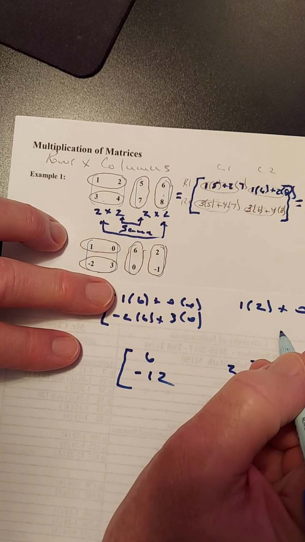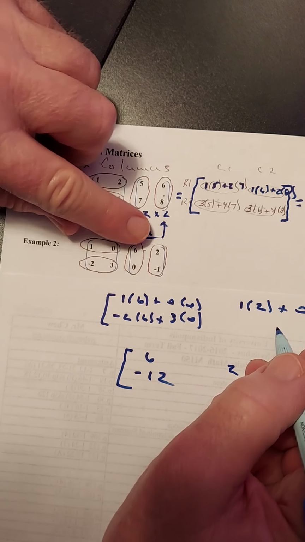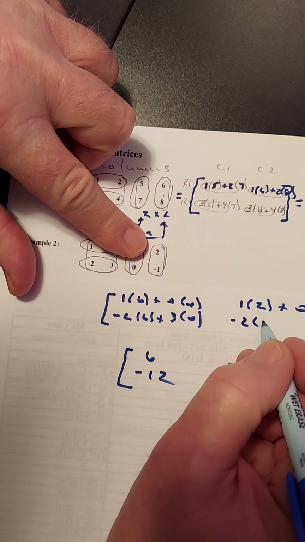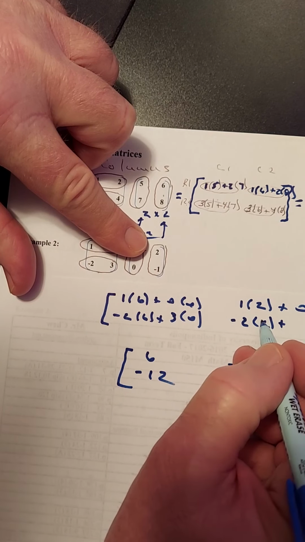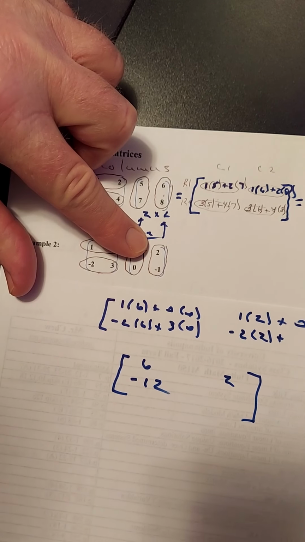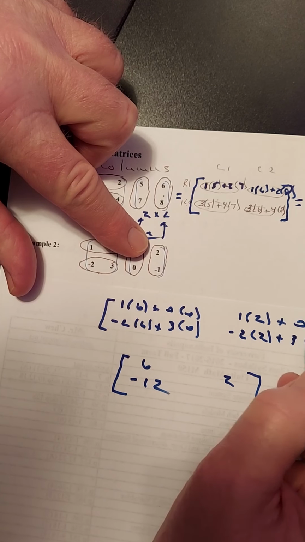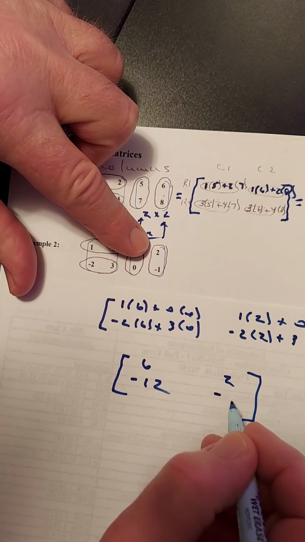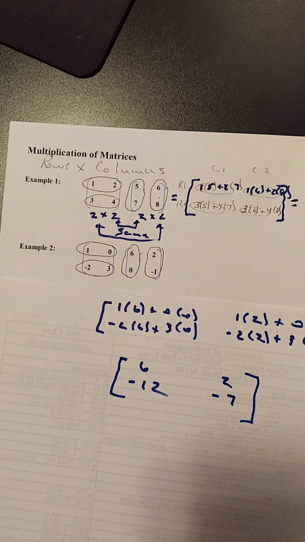And then this one here is second row, second column. So I'm going to take negative 2 times 2 plus 3 times negative 1. So it's going to be negative 4 and negative 3. That's going to be negative 7.